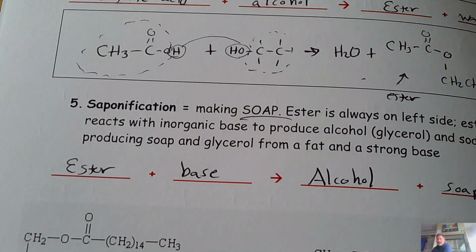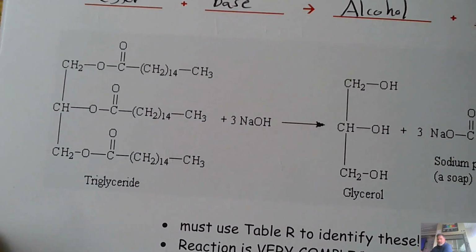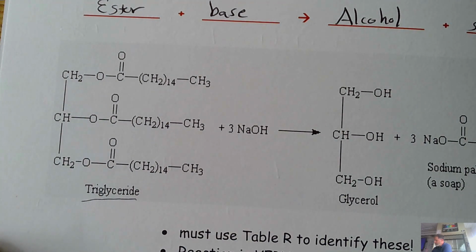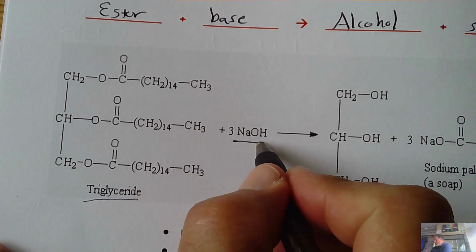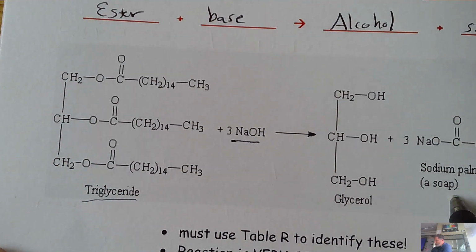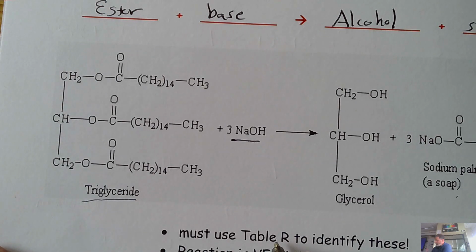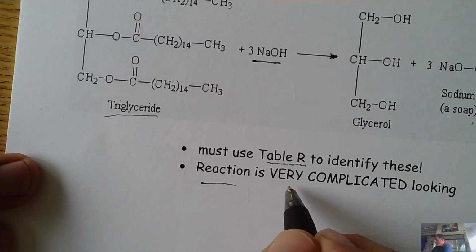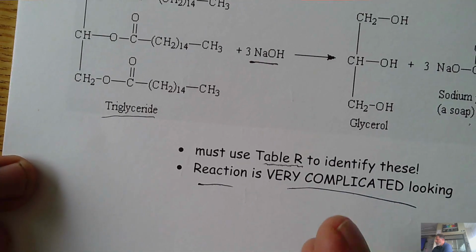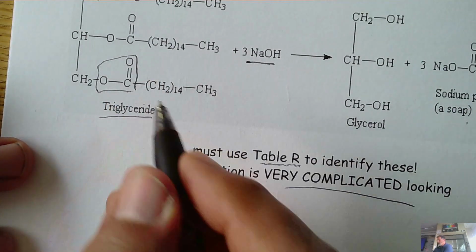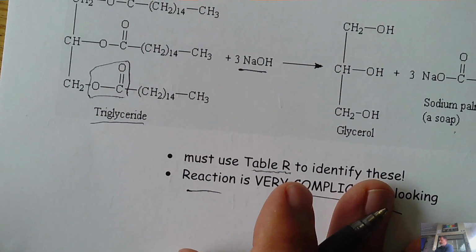This is an example of esters, triglycerides, which are in your bloodstream. And if you mix them with a strong base, you'll get glycerol and sodium palmitate, which is a soap. Now to identify these, you have to use Table R. It's just too hard to memorize everything that we're doing, so try to use those. And this reaction is very complicated looking, so don't worry about memorizing it. Just try to recognize ester links when you see them, even in complicated things.